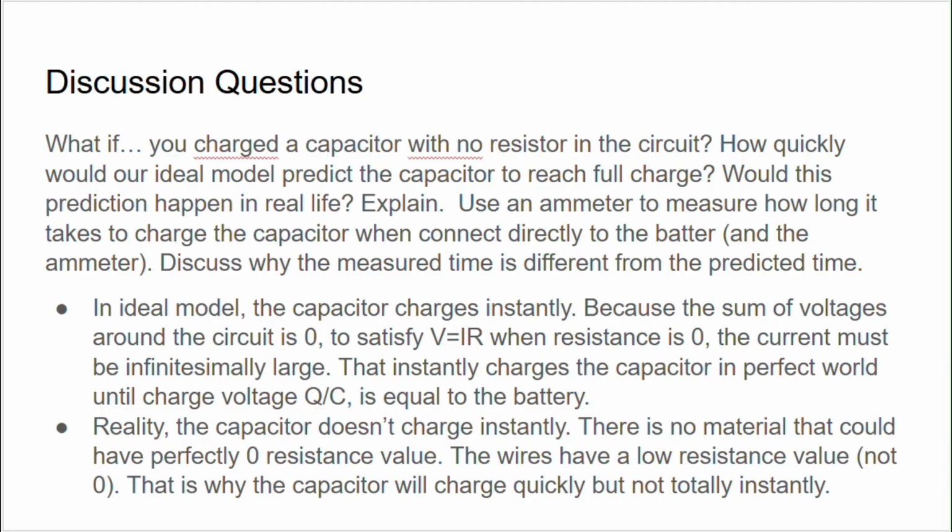So, the discussion questions. What if you charge a capacitor with no resistor in the circuit? How quickly would our ideal model predict the capacitor to reach full charge? And you can read the rest.